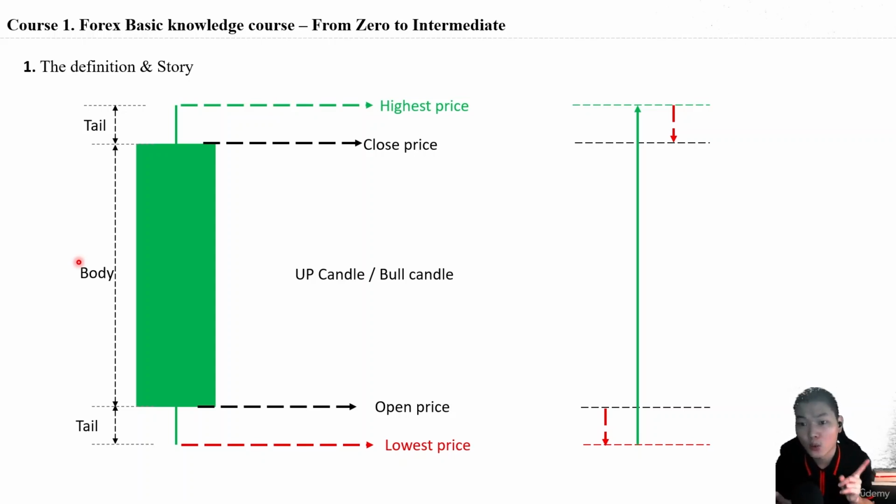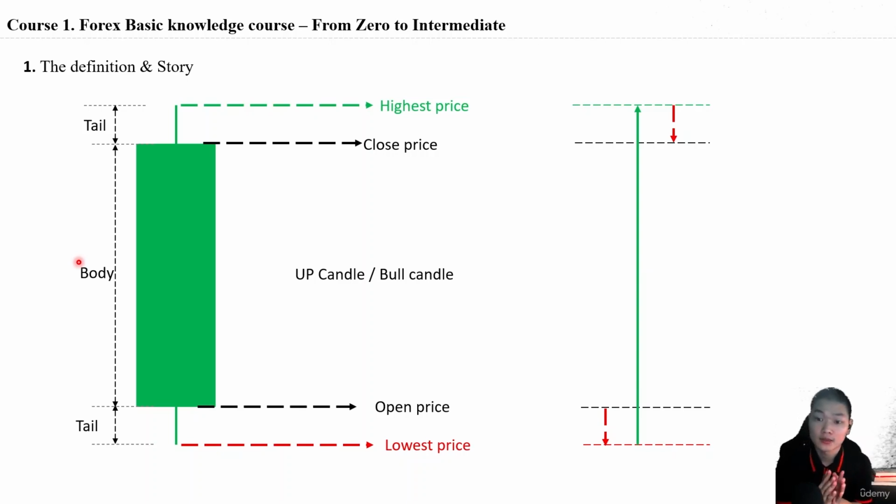If this candle is a 1 hour candle, everything changes to the 1 hour: open of the hour, close of the hour, highest during the hour. Very important to understand this meaning. And one candle also has two parts you need to understand: the body and the tail. The body is the distance from the open price to the close price, and the tail is the distance from the open price to the lowest price, or from the close price to the highest price, if this is an up candle.